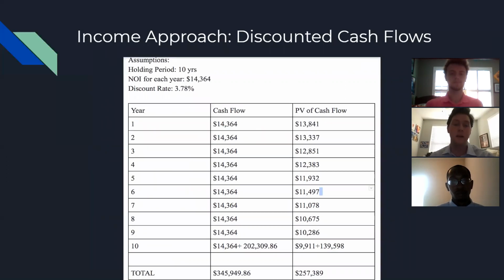For the discounted cash flows method, the typical holding period is 10 years, so that's what we used. We used the NOI previously calculated in the direct capitalization. For our discount rate of 3.78%, that was found by comparing mortgage interest rates for Charlotte. So like a comparable property, that would be your interest rate for a mortgage, 3.78%. That's what we used for our discount rate. And there's all the math. Once you add back the $202,309.86, which we just calculated with direct capitalization, we get the PV of our future cash flows at $257,389.